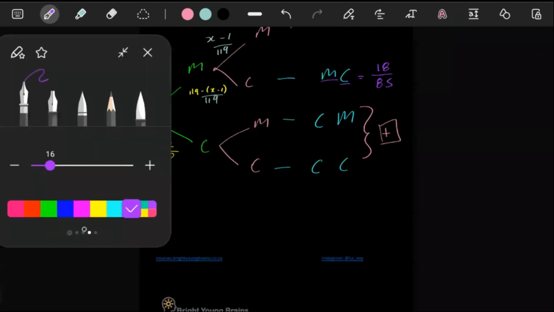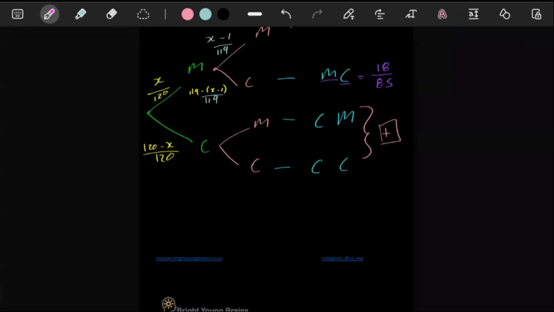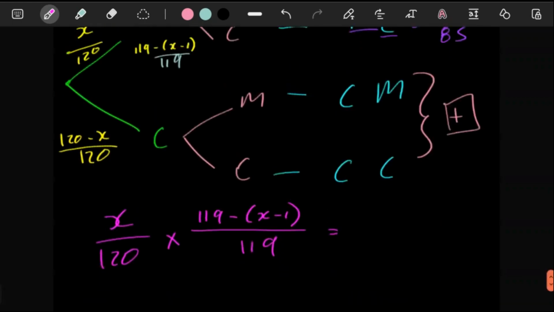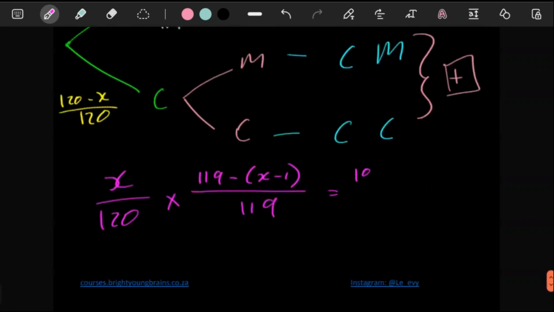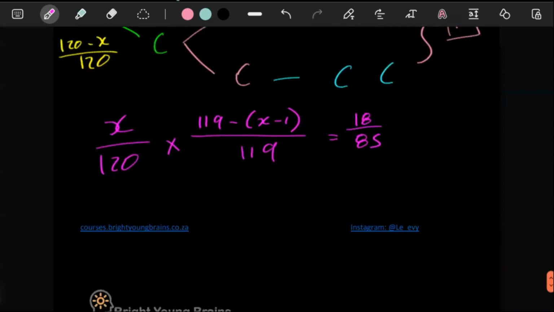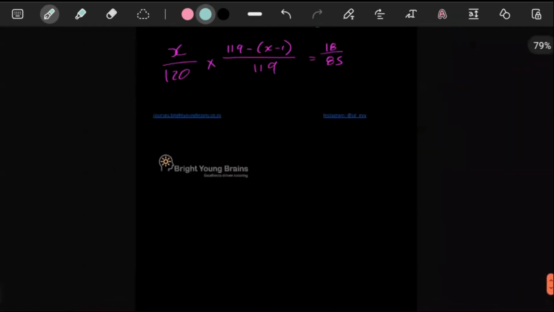So let's just solve for x quickly. Solving for x, we can put x over 120 multiplied by 119 minus x minus 1, the whole thing over this. This is equal to 18 over 85. Very nice. Okay, what now? Now we just do algebra.